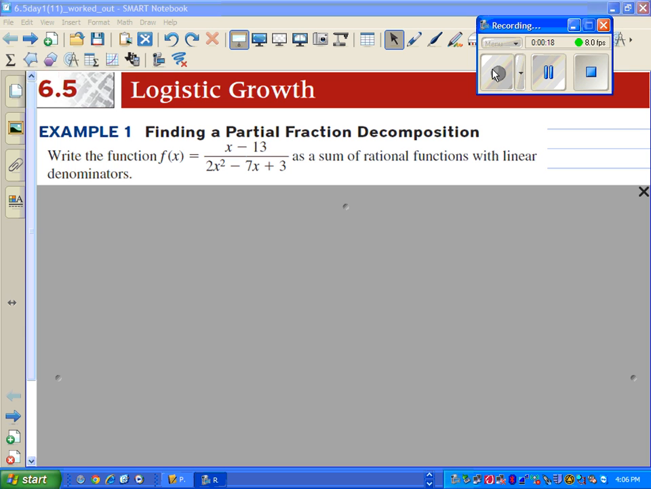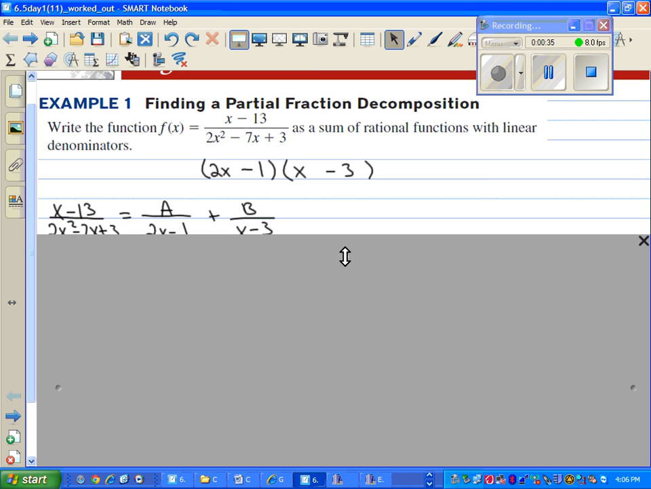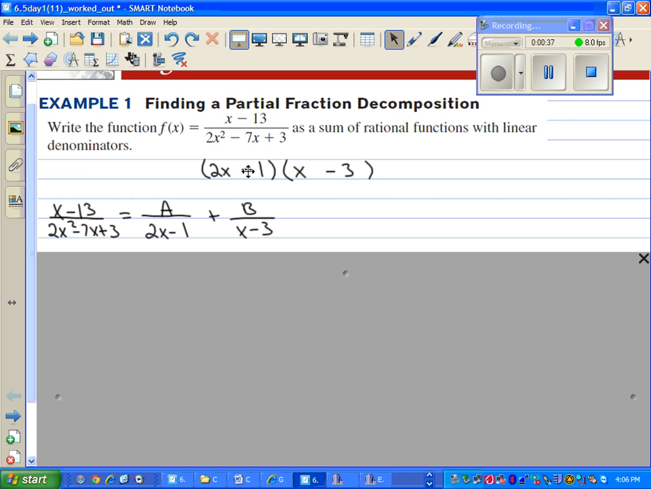In example 1, we are finding a partial fraction decomposition, which means we're going to take this fraction, which has a quadratic denominator, and we're going to split it up into two fractions with linear denominators. That's the goal. We start out by factoring the denominator. It factors into 2x minus 1 and x plus 3. We're going to take this fraction and we want to turn it into two fractions with linear denominators. So x to the first, x to the first.